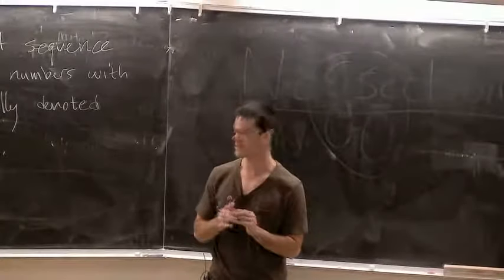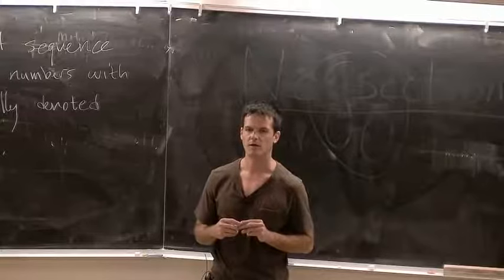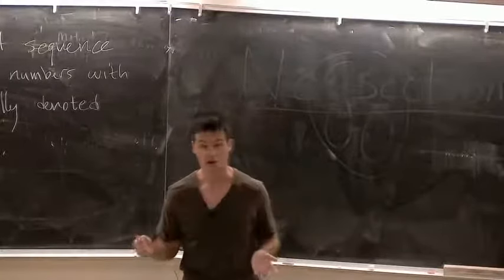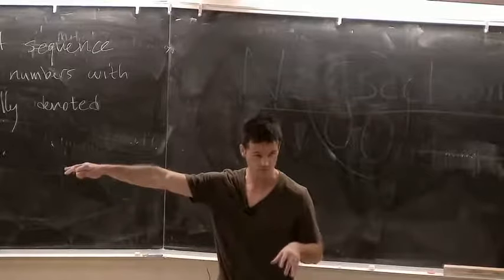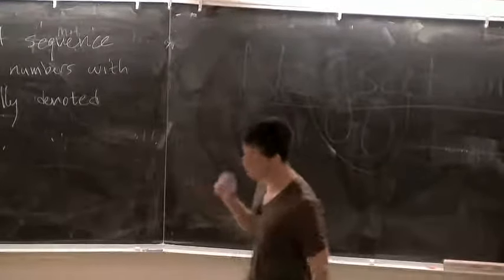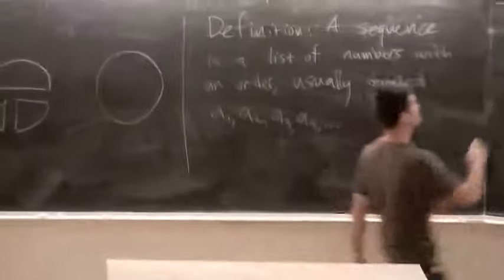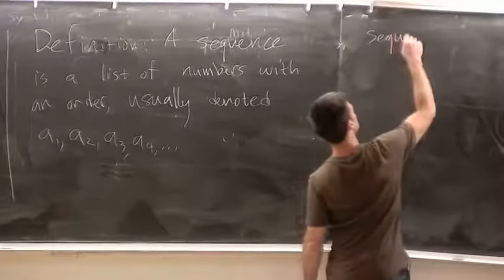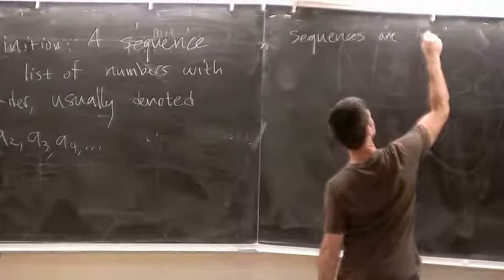do sequences go on forever, or do they stop? It's kind of a matter of definition, but for our purposes in this class, they will always be infinite. Sequences always go on. There's always going to be an infinite number of terms. So for this class, sequences are infinite.